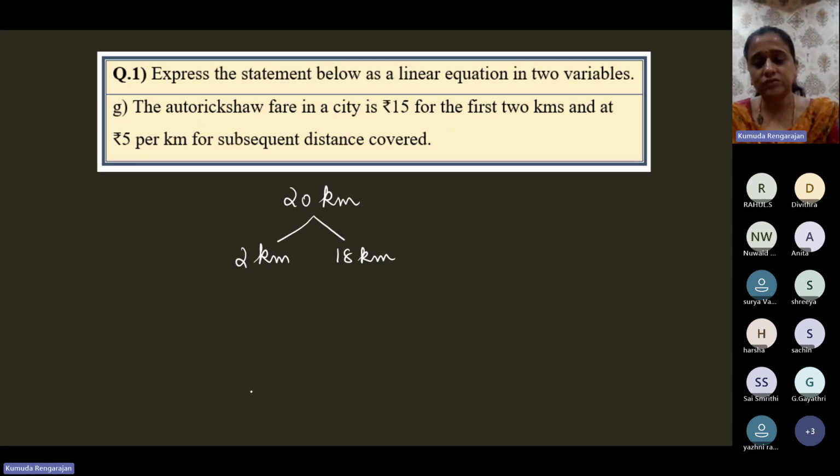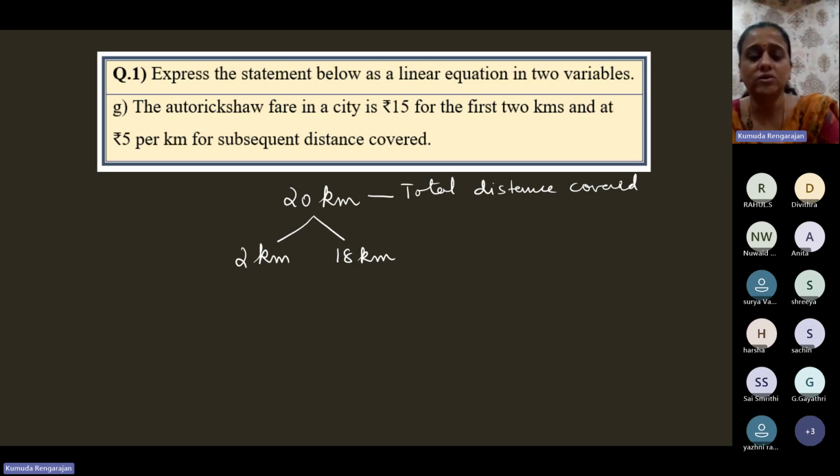The fare is different for the first 2 kilometers and for the subsequent distance. The subsequent distance is 18 kilometers. This is your total journey, the total distance covered. Total distance covered, we'll assume, is equal to 20 kilometers. So how will you calculate the auto fare?